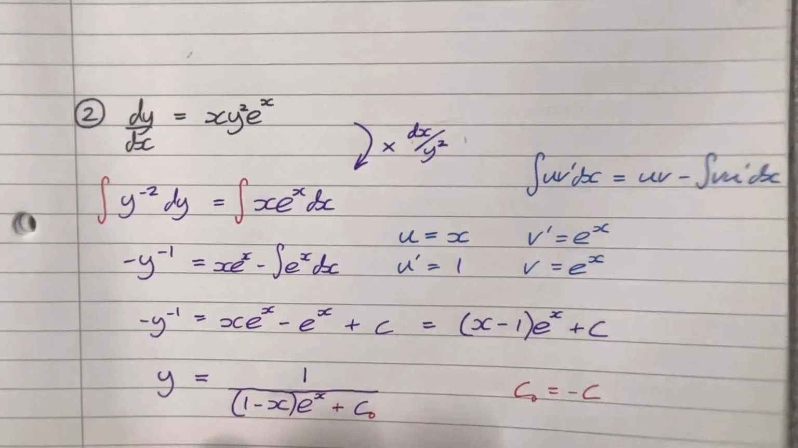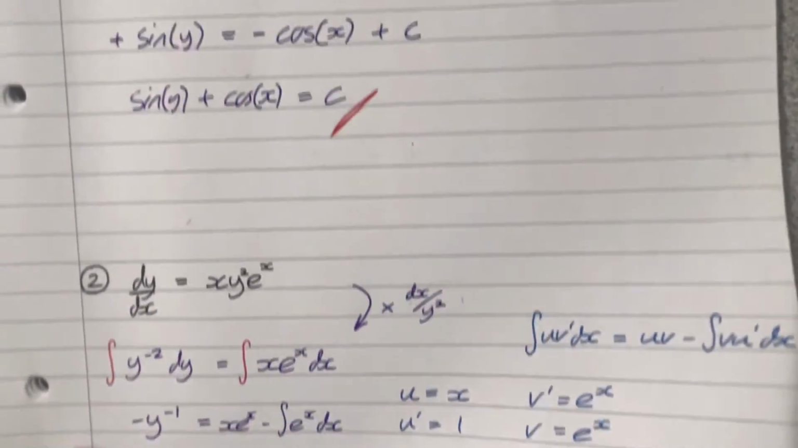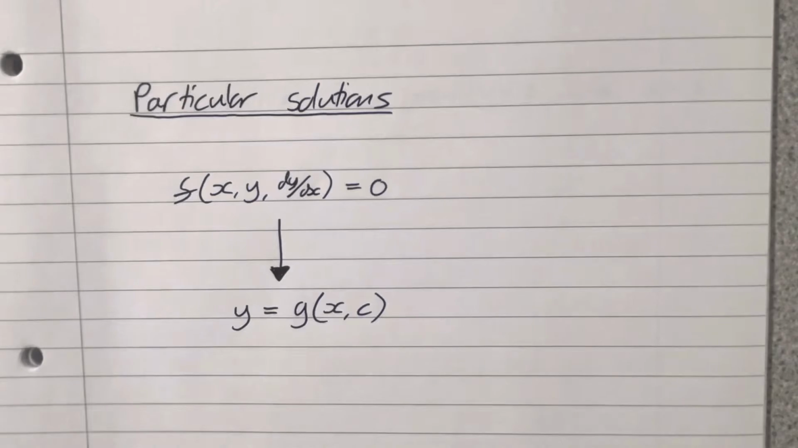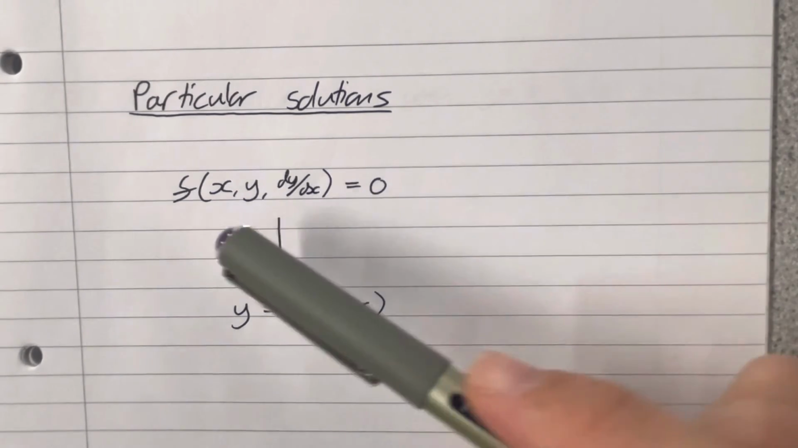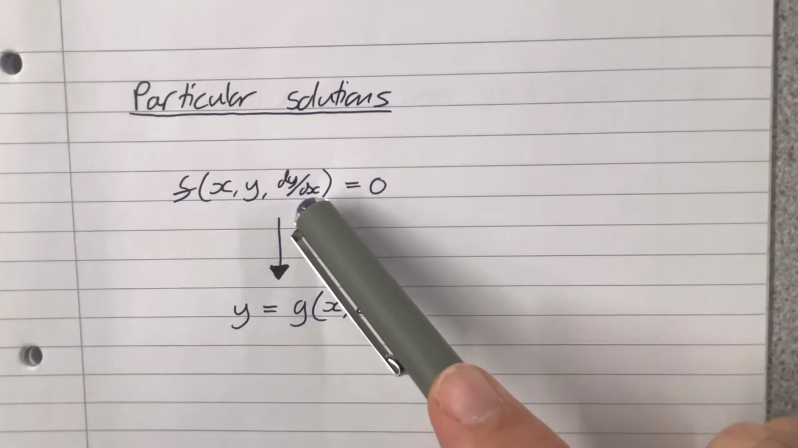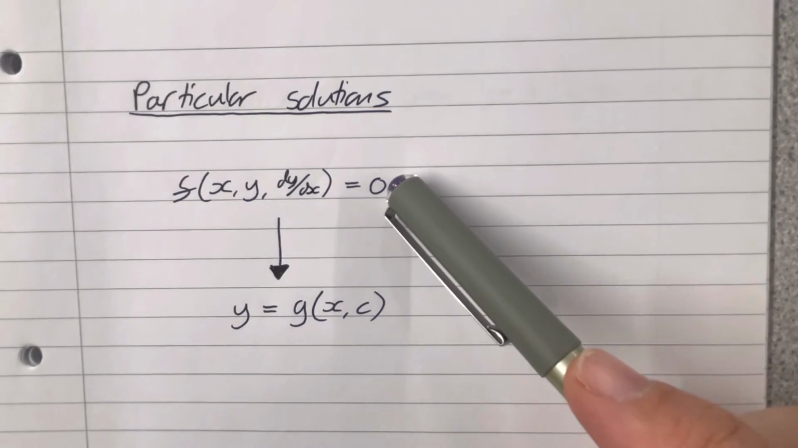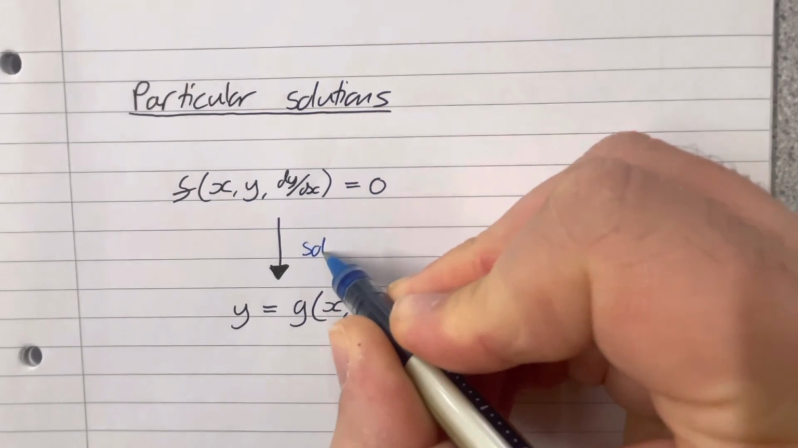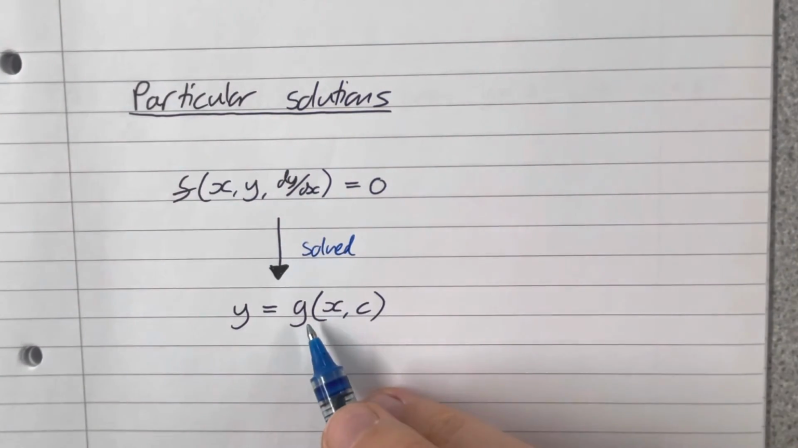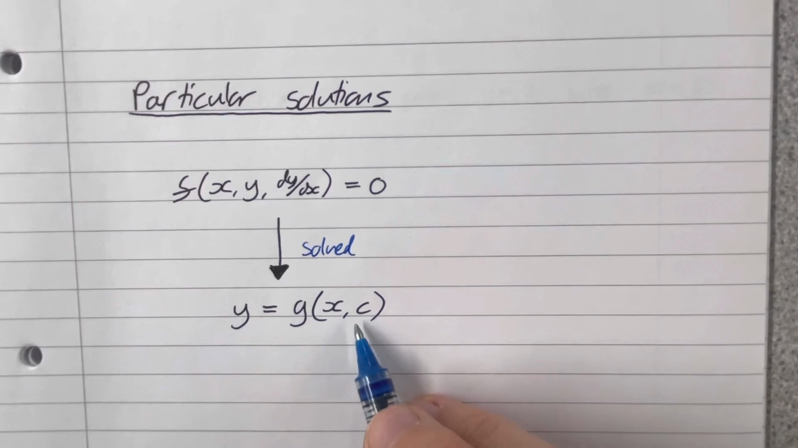Which leads me on to, well, what about a particular solution? So at the moment, what we have found is we've gone from a differential equation, which is a function of x, y, and y primed in our case, and we've solved the differential equation, and that's given us y as a function g of x and an arbitrary constant c.